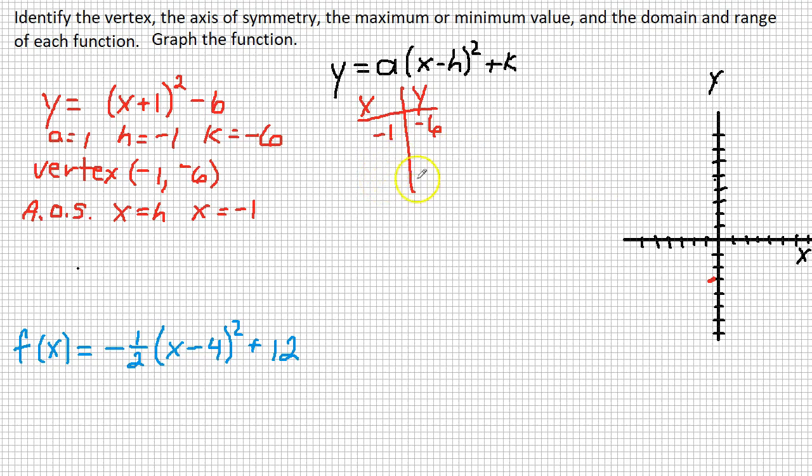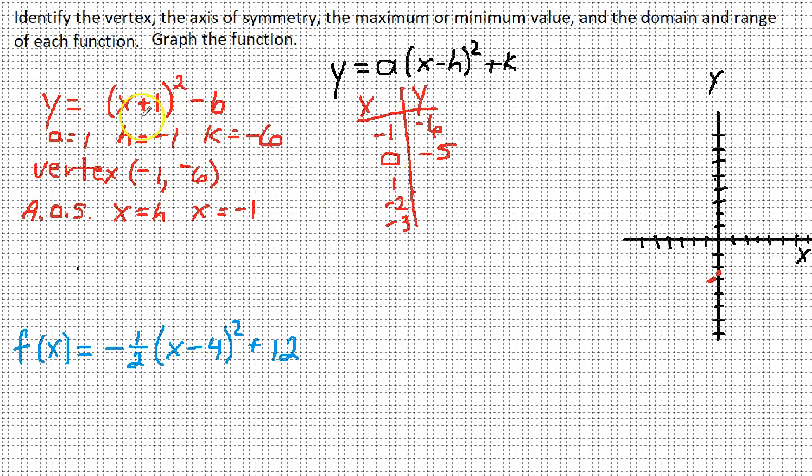Now let's plug in 2 numbers to the right, so 0 and 1. And then we will also plug in 2 to the left, which are going to be negative 2 and negative 3. Always go to where your vertex is and pick 2 values to the left and 2 to the right. Okay, so plugging in 0. 0 plus 1 is 1. 1 squared is 1. 1 minus 6 is negative 5. So I plot the point 0, negative 5, right here.